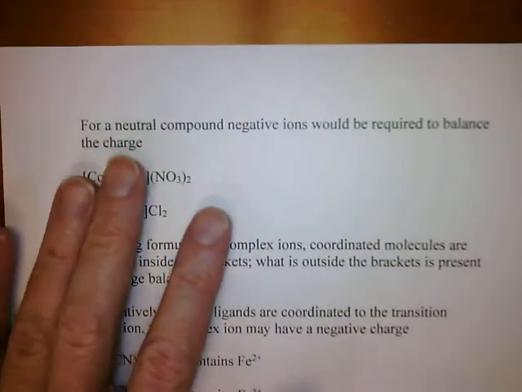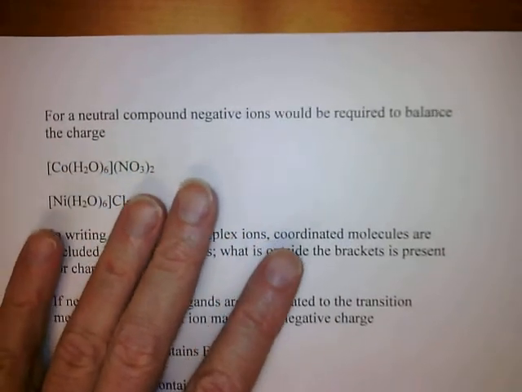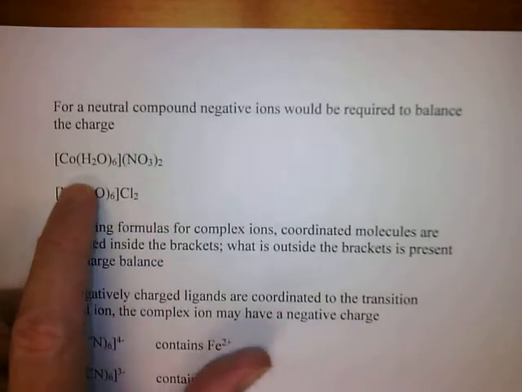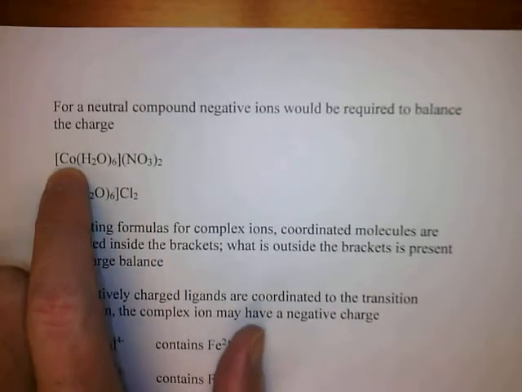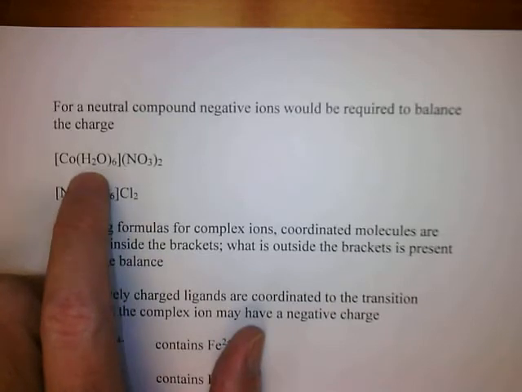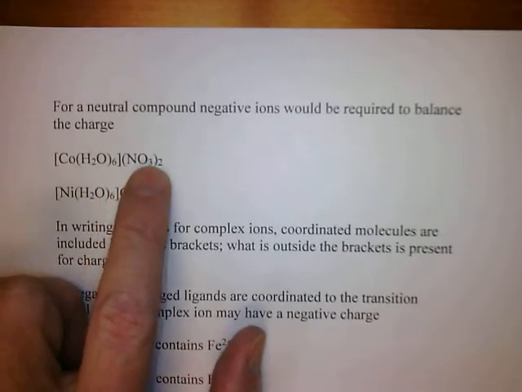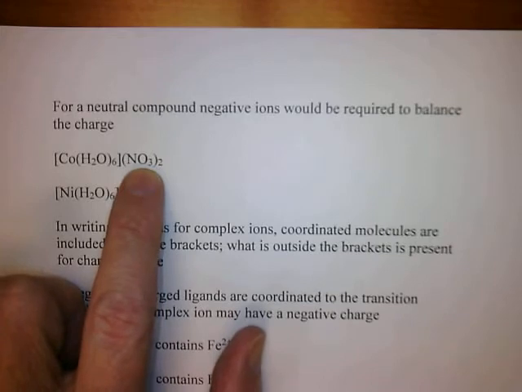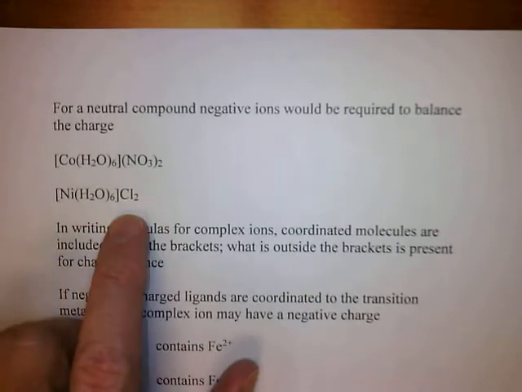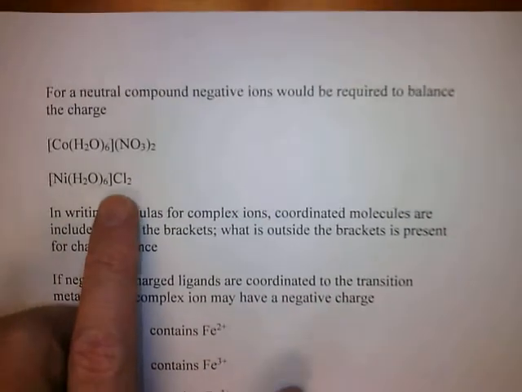So if you were going to have a neutral compound, then you would have to have anions to balance the charge. So if the cobalt with its 6 waters on it has a +2 charge, and we were going to have a neutral formula, we could have 2 nitrate ions out here to balance the charge, or we could have 2 chlorides to balance the charge.